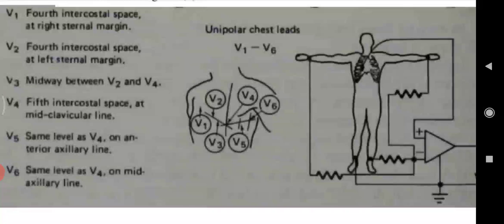These leads are designated by the capital letter V followed by a subscript numeral which references the position of the electrode on the precordium. The position of the chest leads, you can see, is V1 at the fourth intercostal space at the right sternal margin and V2 at the left sternal margin. V3 is midway between V2 and V4, and V4 is at the fifth intercostal space at the mid clavicular line. V5 is at the same level as V4 on the anterior axillary line, and V6 at the same level as V4 on the mid axillary line. And that is all about the three types of lead that we use in the ECG lead configuration.